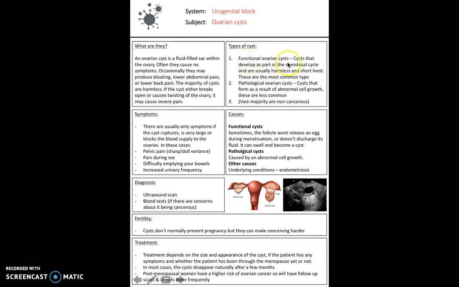So there's a functional ovarian cyst, which is one that develops as part of the menstrual cycle. These are usually harmless, however, and short-lived. Alternatively, you can have a pathological ovarian cyst. So these are cysts that form as a result of abnormal cell growth. These are less common, however, they're more serious, so require more immediate and rigorous treatment.